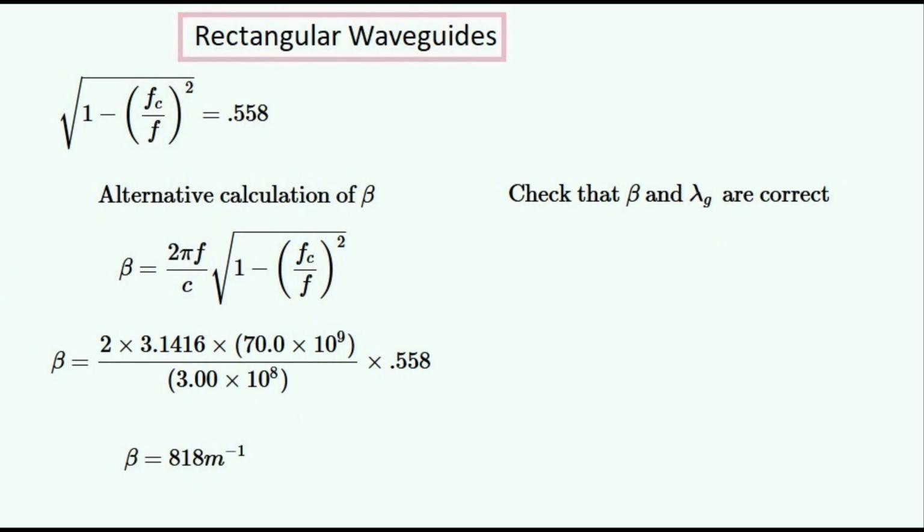And we can use another equation to check that these quantities are correct. This equation is correct if these quantities have been found correctly. And substituting these numbers into it shows us that these numbers are correct.